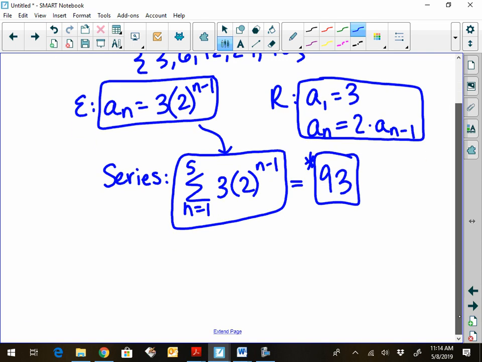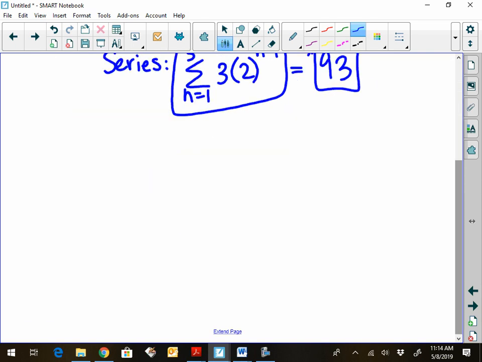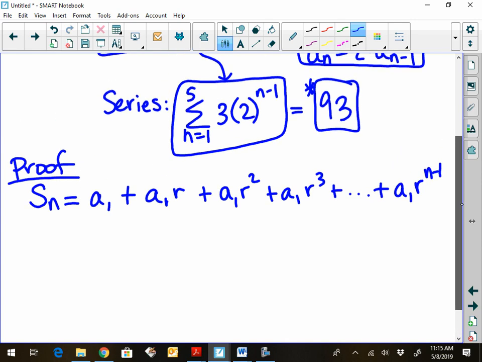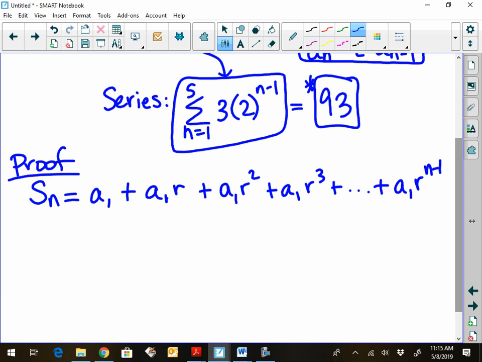So we're going to prove this one. Same thing, we call it S sub n, and here's our proof. But this time we start with a sub 1. So we're going to add a sub 1 times r, plus a sub 1 times r squared, right? We're doing our ratio twice, plus a sub 1 times r cubed, plus dot dot dot, all the way to a sub 1 times r to the n minus 1. And that was our formula that we had, right? To the n minus 1.